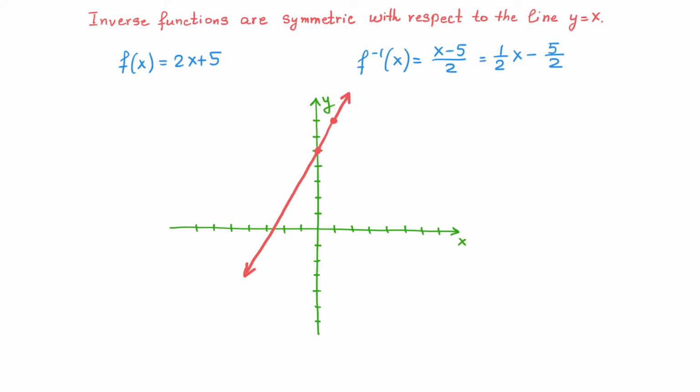Now let's graph the second function. The y-intercept is negative 5 over 2, which is negative 2.5. The slope is 1 over 2, and this means that from this point we will move 1 unit up and 2 units to the right. And here we will have the second point. Now let's connect these 2 points as well.